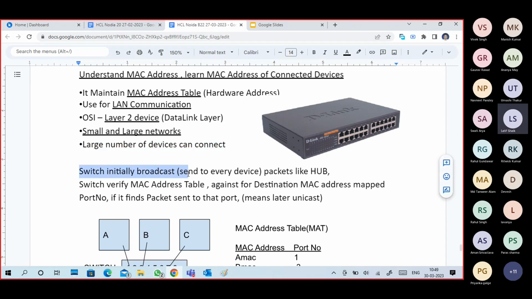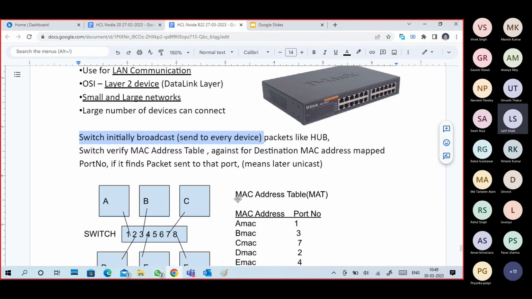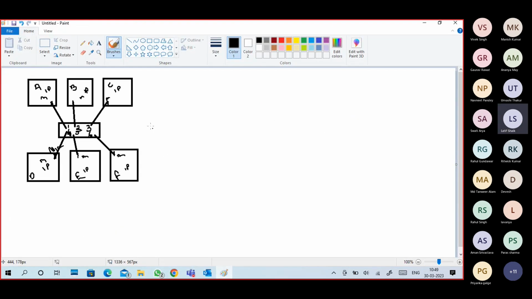A switch initially broadcasts, meaning it sends a packet to every device like a hub. A hub works this way, and a switch also works this way. But it learns the MAC address. That one we will explain from here.